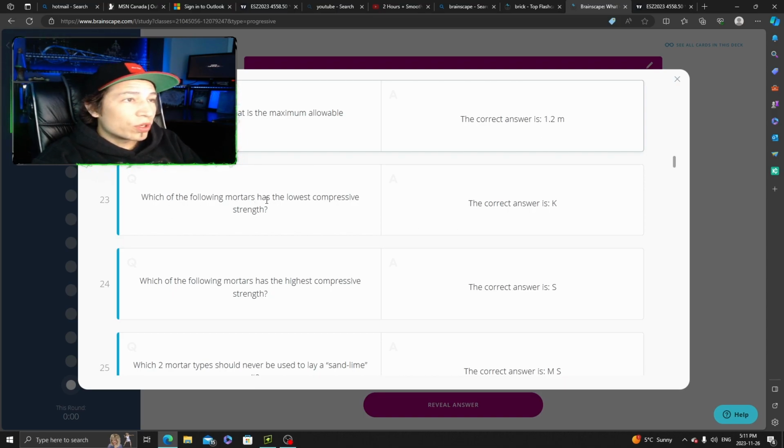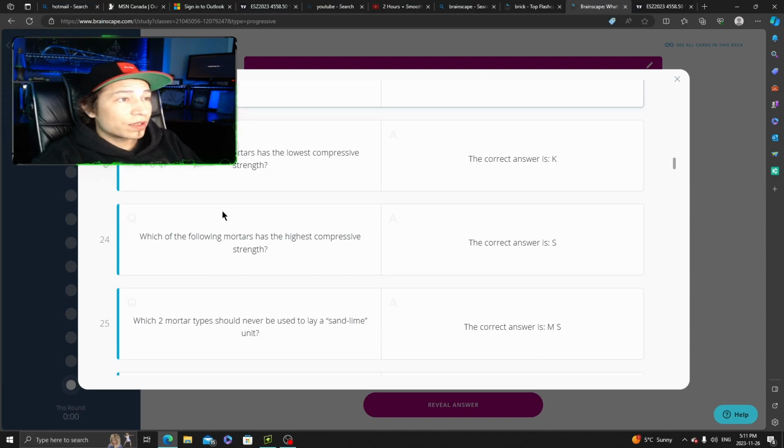Which of the following mortars has the lowest compressive strength? K. So K is the type of mortar that has the lowest compressive strength.